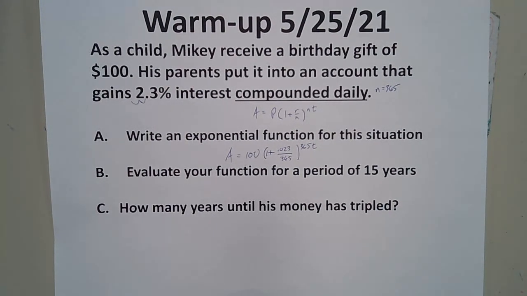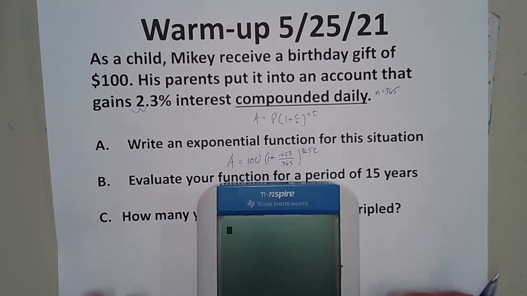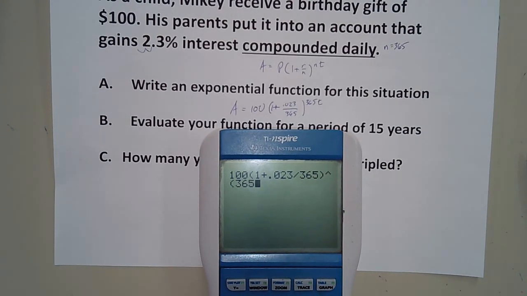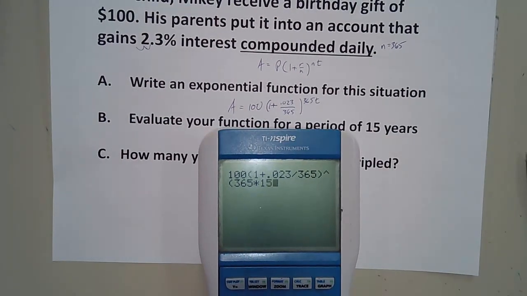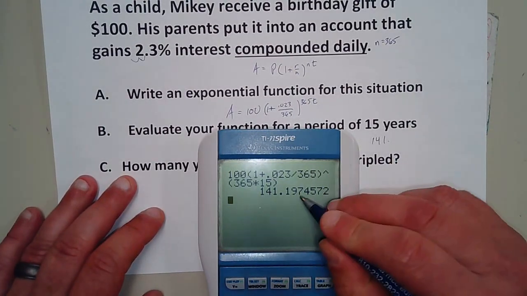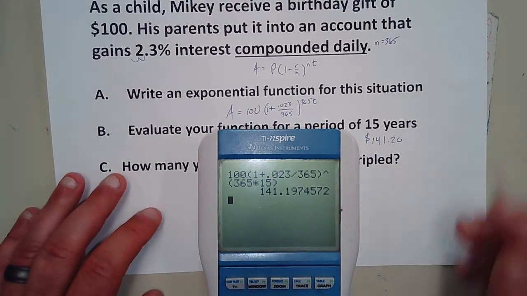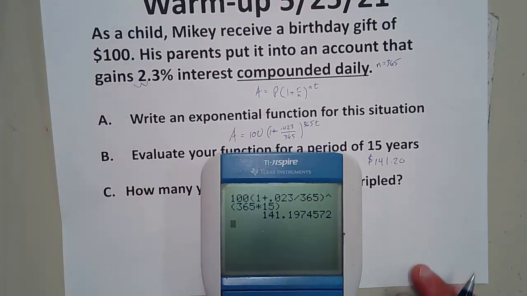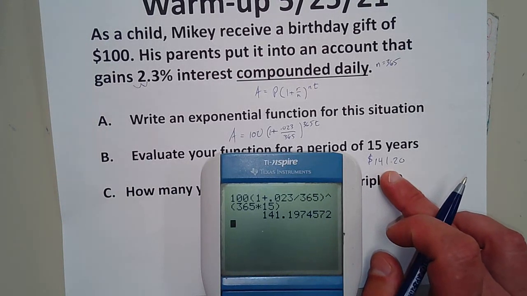Evaluate it after 15 years. So we can just type that in the main screen of our calculator if we want to, like so. 0.023 divided by 365 to the 365 times 15. And you can see Mikey here, he's got $141 and round that up to 20 cents after 15 years. And that doesn't feel very good. $100, 15 years later, turns into $141.